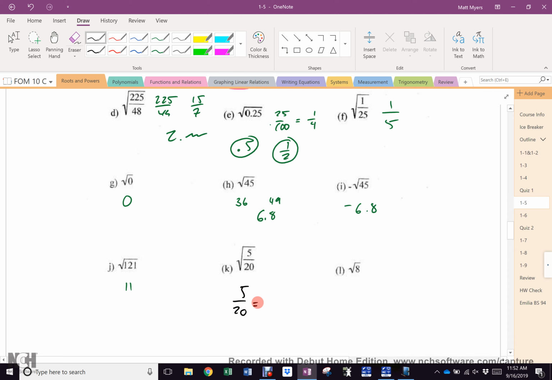5 over 20 is what fraction? 1/4. And the square root of 1/4, we already know from up here, is 1/2. And this one is, of course, between 4 and 9. Closer to 4 or closer to 9? Way closer to 9, right? So 2 point and something close to 3. So, 2.9, 2.8, whatever. Everybody cool? Now remember, the long way to do it is it's 4 steps out of a possible 5, so it's exactly 2.8. Right?